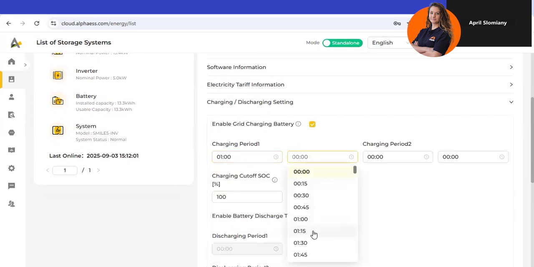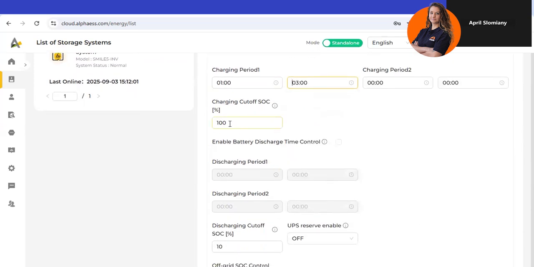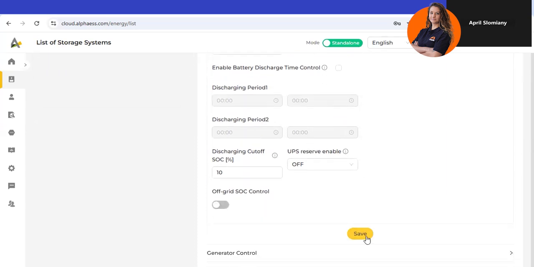Usually a couple of hours is sufficient to get you through the morning, and then the solar does the rest throughout the day. So for example, we maybe select up until 3 a.m. Charging cutoff at 100%. We don't need it to be any higher than that. And then you would save.